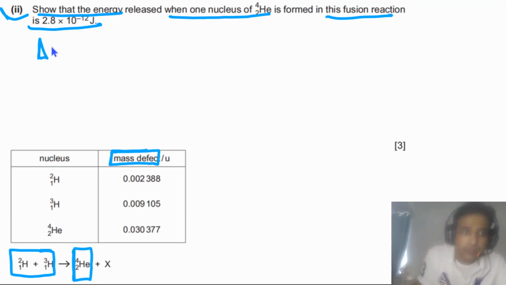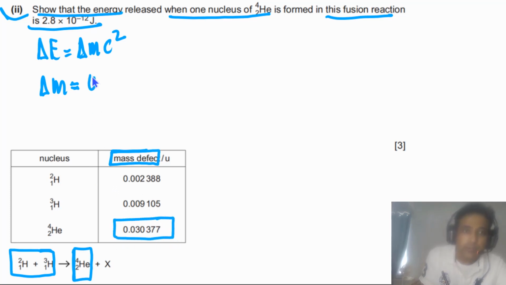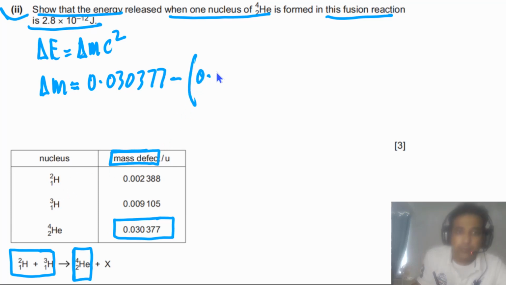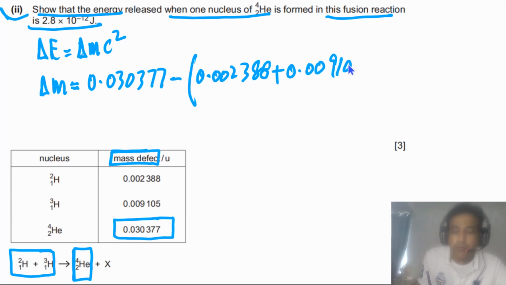We need to calculate energy release. So delta E is equal to delta M times C square. So we can calculate delta M first of all. Let me calculate delta M. Delta M, the mass defect, will be equal to the mass defect for the helium nucleus, which is 0.030377, minus the mass defect for the hydrogen isotopes. We have 0.002388 plus, for the second isotope, we have 0.009105. So this is in U.